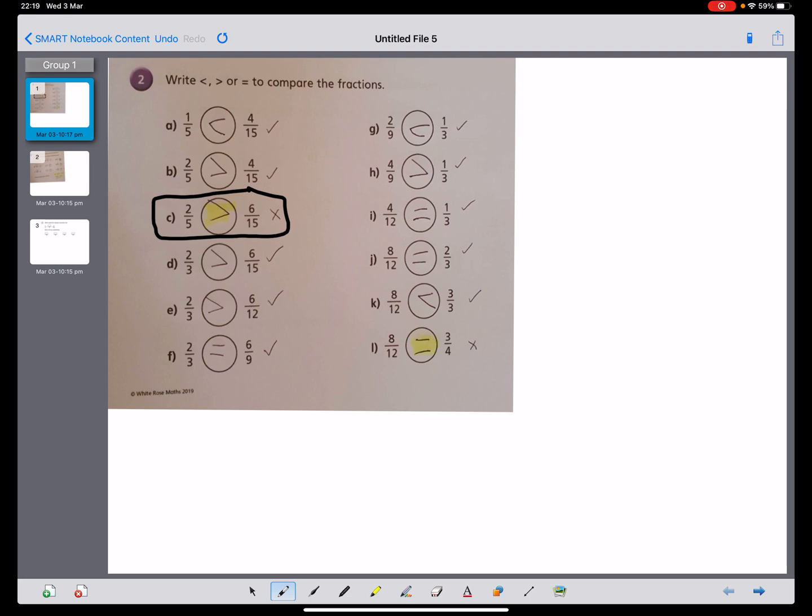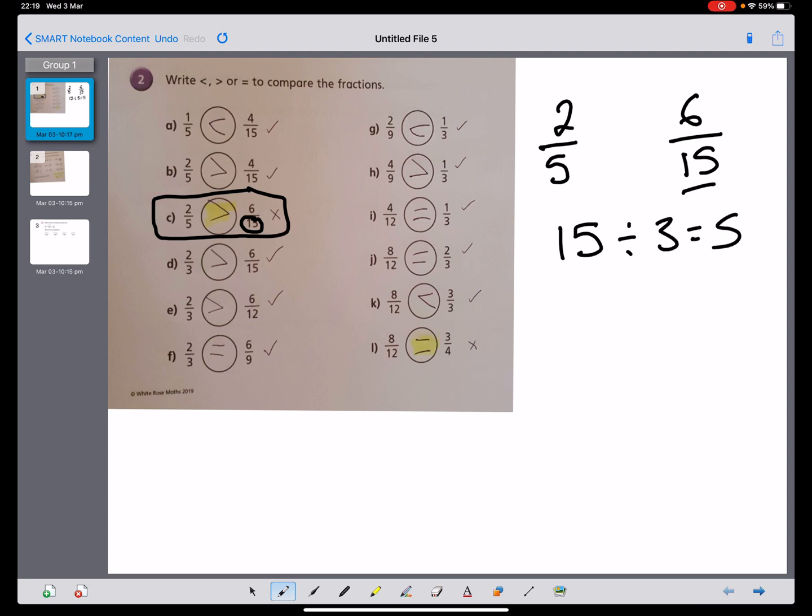So the good thing with that one is that I can divide 15 to make 5. So if I've got 2 over 5 and I've got 6 over 15, this will work also for the top number. So I'm going to divide 15 by 3 to make 5 on my bottom as the denominator. That means that I then have to do the same to the 6 on the top. So 6 divided by 3 gives me 2. So actually, those two should be equal.